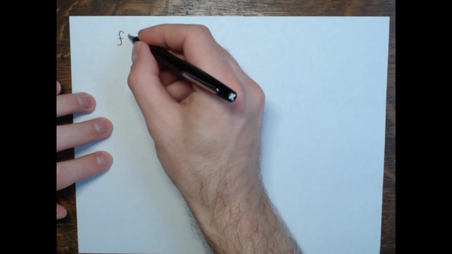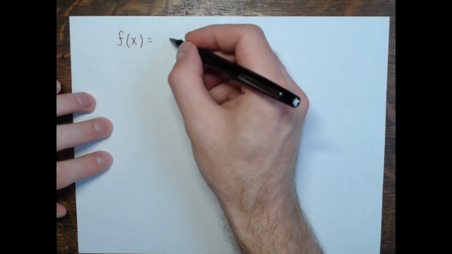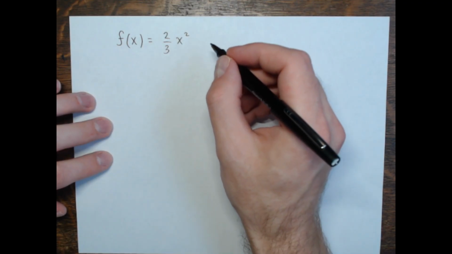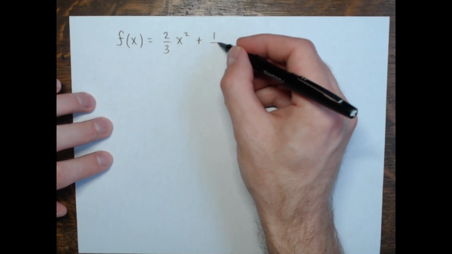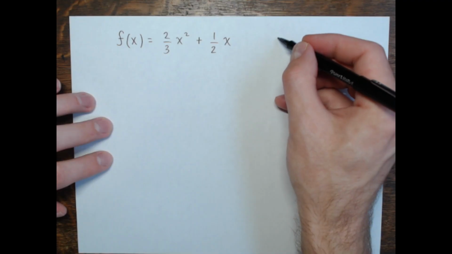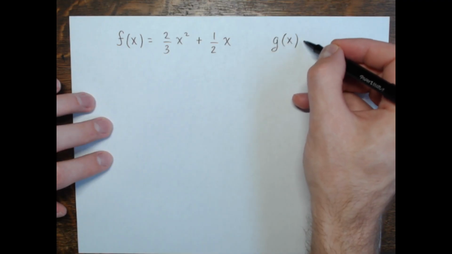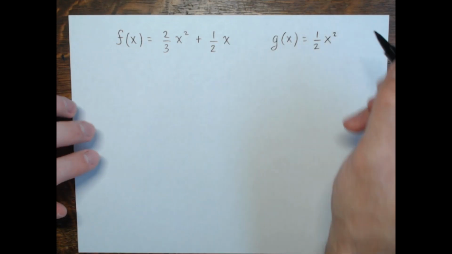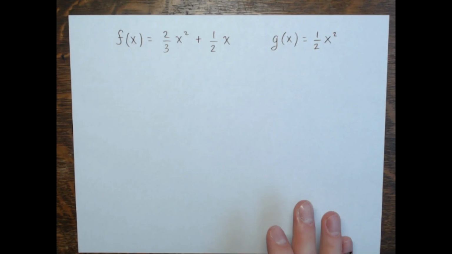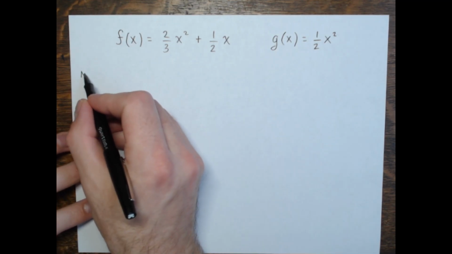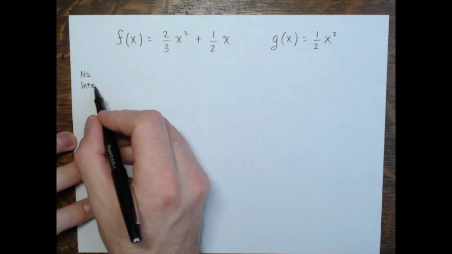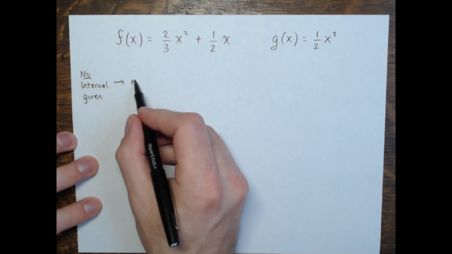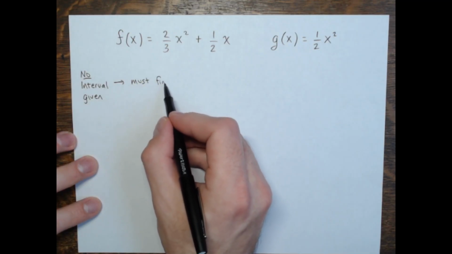So here f of x is 2/3 x squared plus half x, x divided by 2. And g of x is just half x squared. So notice no interval is given. If that's the case, we must find points of intersection.